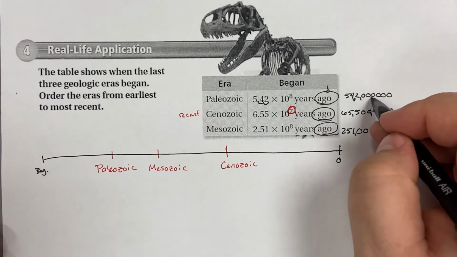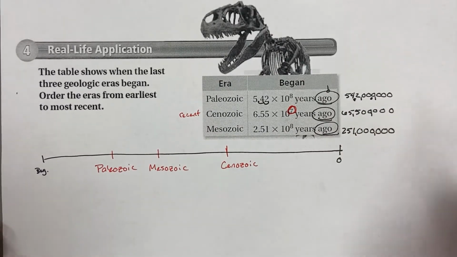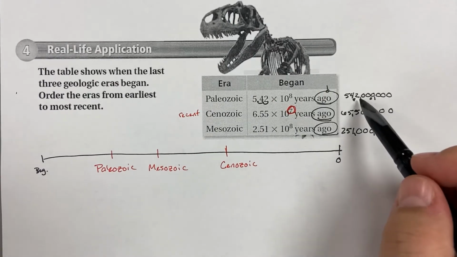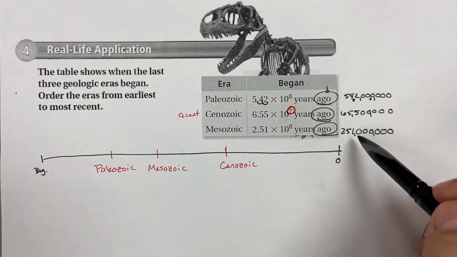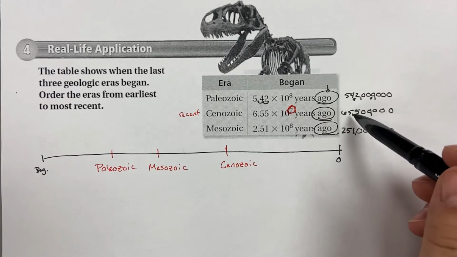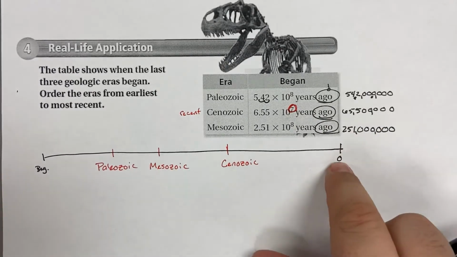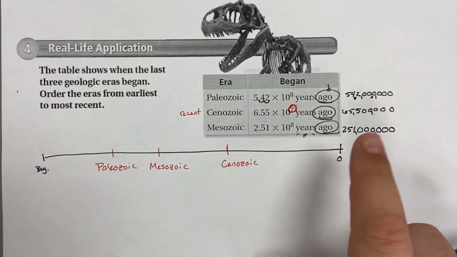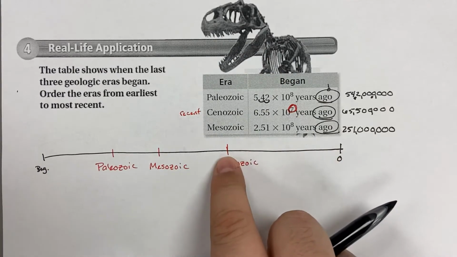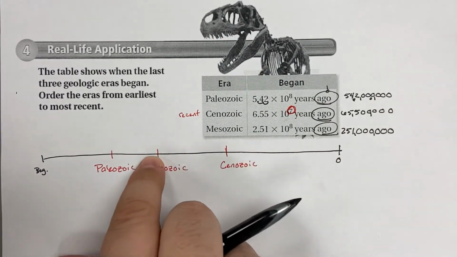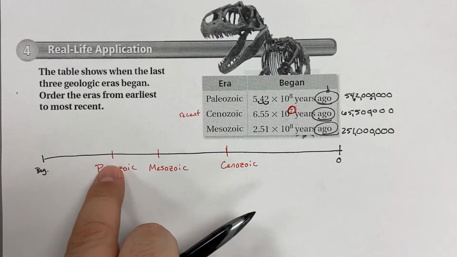That guy should have been there. Old eyes, I'm telling you. So 542 million years ago, 251 million years ago, 65 million years ago. So years ago, here's 0, here's us, this is ago, so we're going to start here and go back. 65 million years ago, 251 million years ago, 542 million years ago.